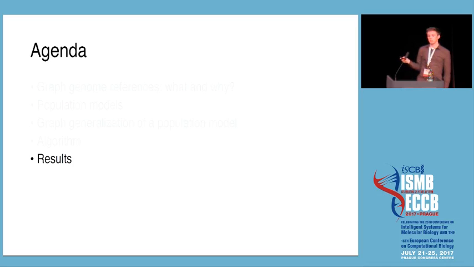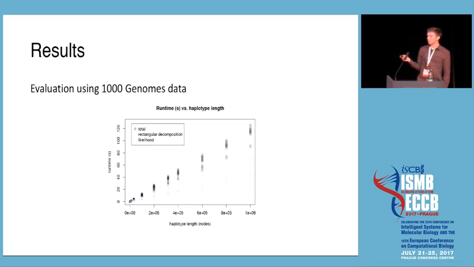Okay, so I want to show you some results using this algorithm. First, I have some runtime results. Here is the dependence of the runtime on the length of the haplotype. And I told you before that it could be quadratic in the worst case. But in practice, you see we actually get something that's much closer to linear.